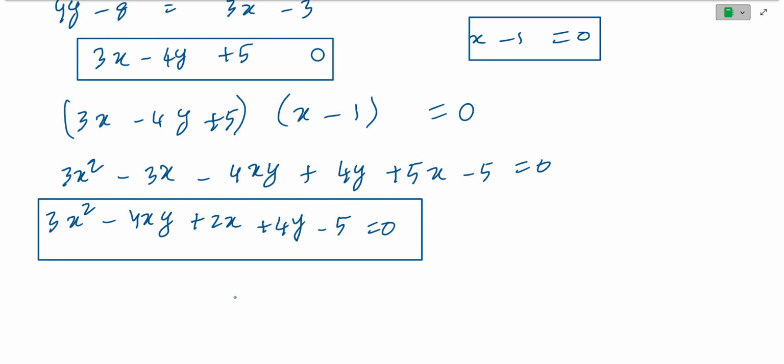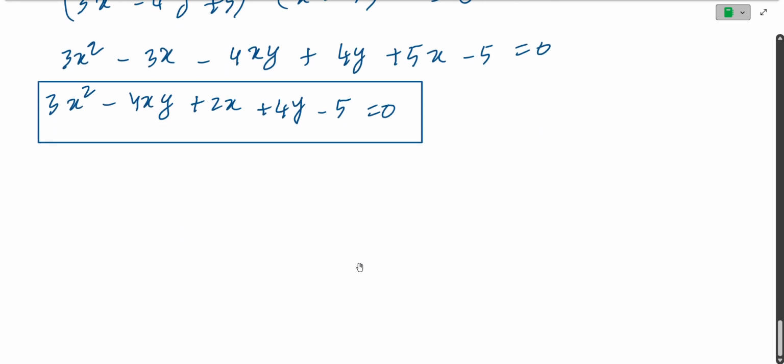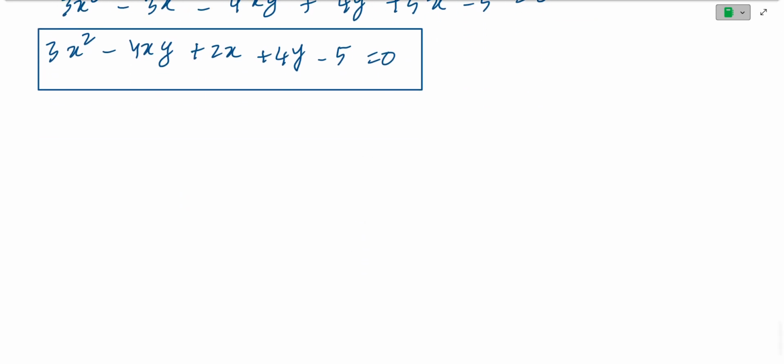So this is the pair of straight line equation. I can find the pair of straight line equation by using the formula S1 square is equal to S into S11. S1 square is equal to S into S11, that is the pair of tangents equation.